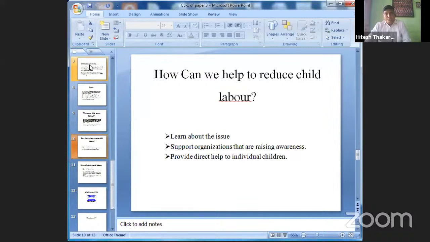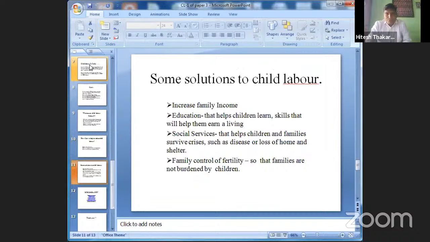How can we help to reduce child labor? Learn about the issues, support organizations that are raising awareness, and provide direct help to individual children. Some solutions to child labor: increase family income; education that helps children learn skills to earn a living; social services that help children and families survive crises such as diseases or loss of home; and family planning, so that families are not burdened by children.